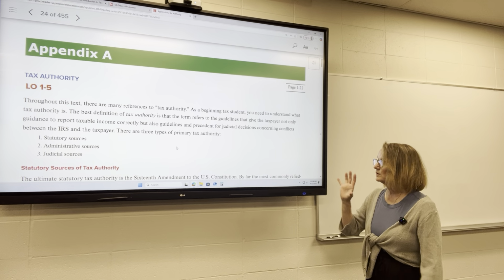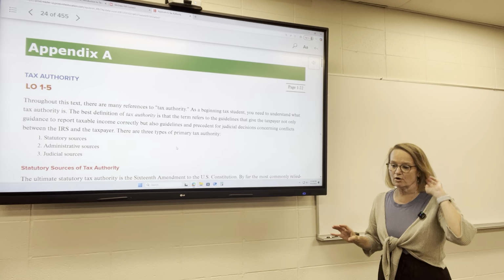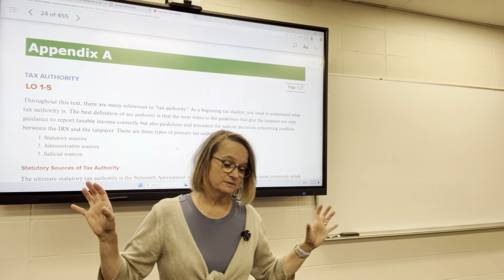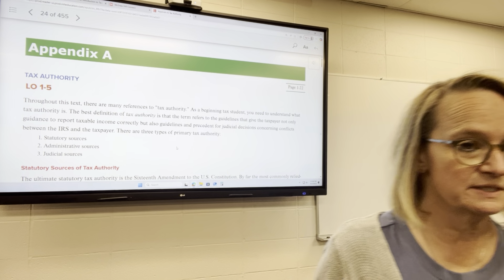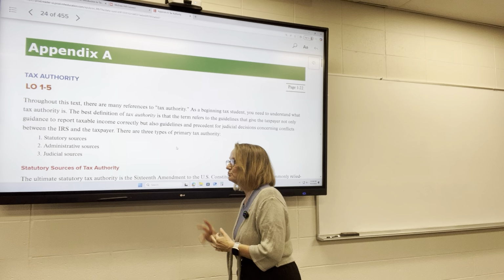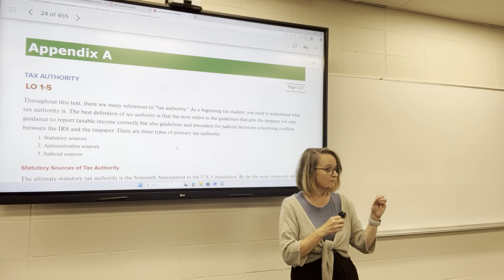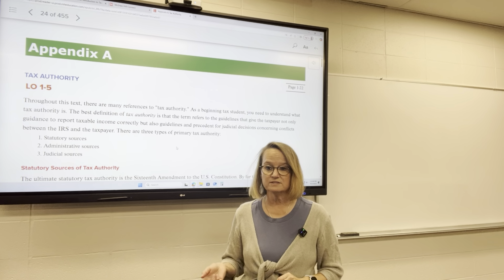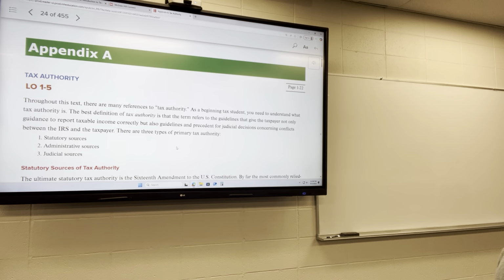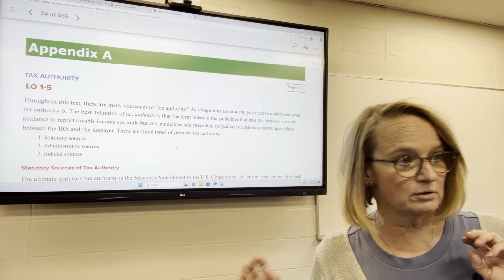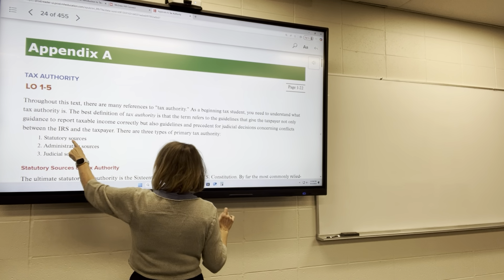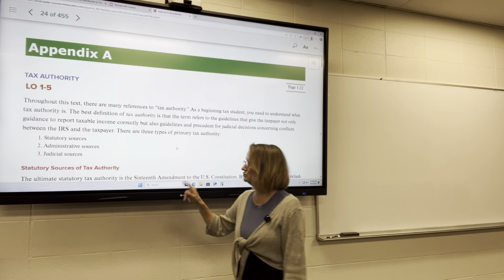So this appendix, so obviously we get our tax rules from someplace. Right? Somewhere there has to be these rules written down. We have actually 3 different sources of rules for taxes. And this is actually pretty consistent throughout all statutes, all laws and everything. We have these 3 sources: statutory sources, administrative sources, and judicial sources.